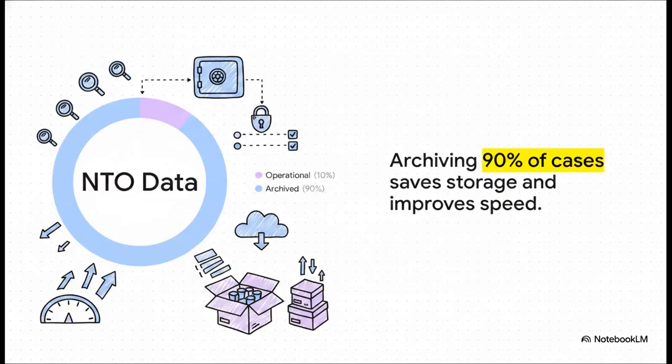To put the value of archiving into perspective, look at the massive storage savings Luna discovered. Out of 2 million cases, only 200,000 were actually needed for daily operations. That's just 10%. By archiving the other 1.8 million records, she drastically sped up the system's reporting, slashed expensive storage costs, and still kept full compliance since auditors could still view those archived cases directly in the platform if needed.